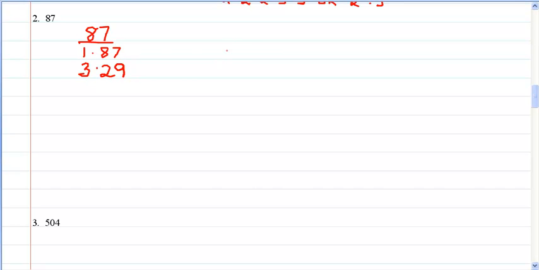So now that our factors are done, we take 87 and write the prime factorization, since this is a composite number. And the only way we can break up 87 is as 3 and 29 because both of those numbers are prime. And the only way to write the prime factorization for 87 is 3 times 29.